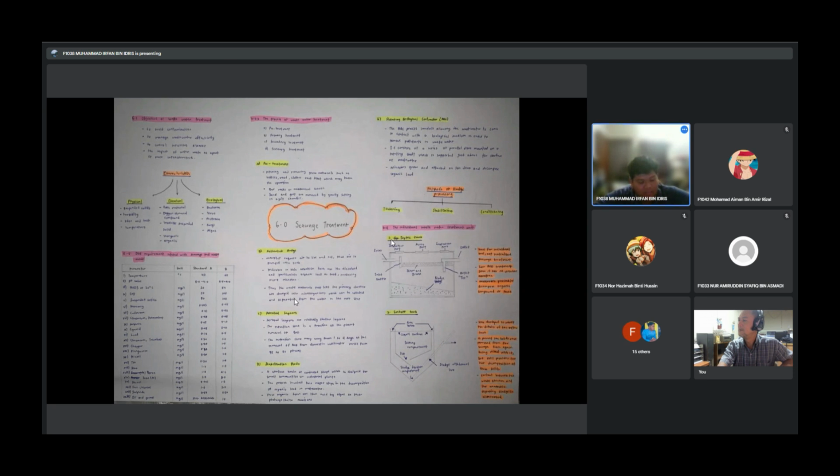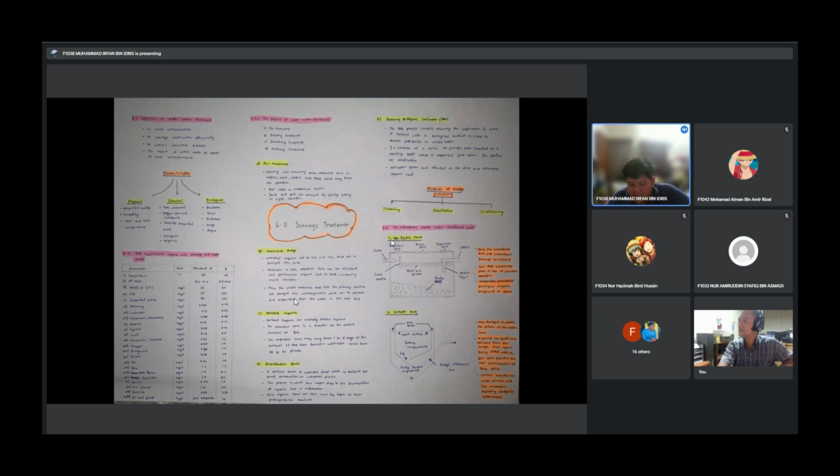There are 4 things: pre-treatment, primary treatment, secondary treatment, and tertiary treatment. So the next one, the process of centralized wastewater treatment. The first one is pre-treatment. The second one is activated sludge. The third one is aerated lagoons. The next one is stabilization ponds, and the last one is rotating biological contactor.